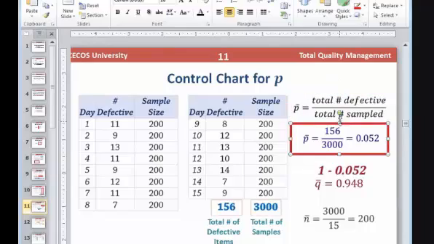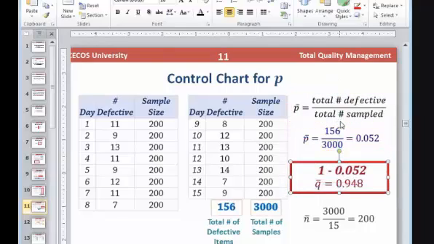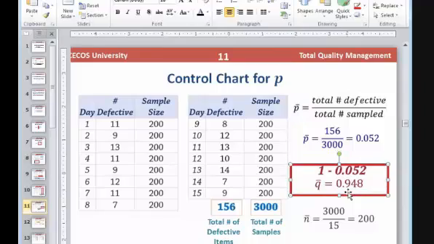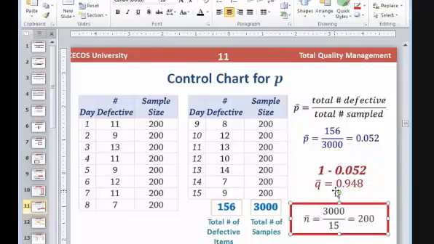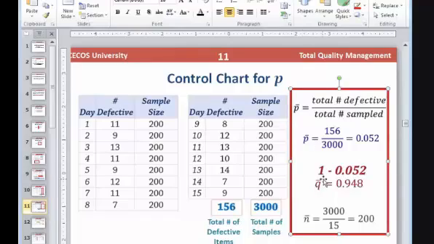So P bar is now calculated. Q bar is 1 minus P bar, so 1 minus 0.052, Q bar is 0.948. The N bar is the sample size, the sum of all the samples divided by the number of days on which these samples are taken. So 3000 divided by 15 is equal to 200. By this means we have calculated the N bar as well. As you can see in this table, P bar, Q bar and N bar are known. Now we have to go for the control limits.